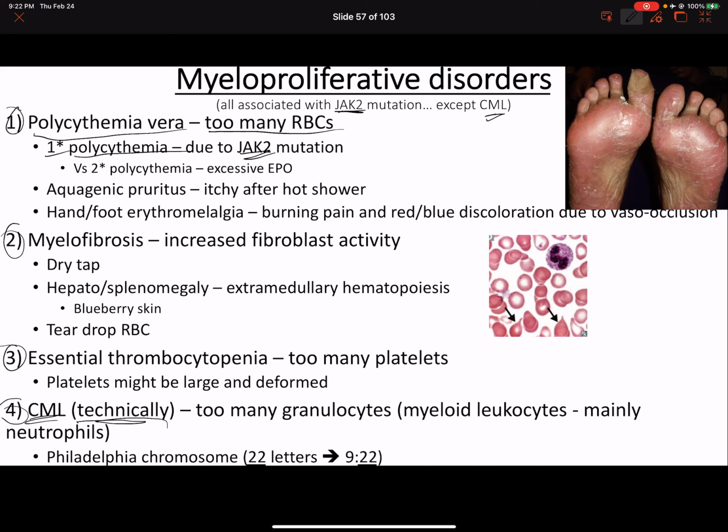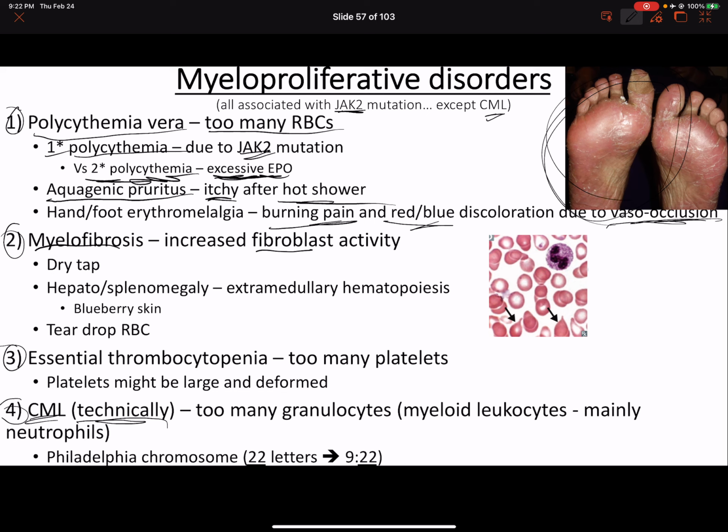So this is a JAK2 mutation, as opposed to secondary polycythemia, where I have too many red blood cells because I have a pheochromocytoma or some sort of kidney tumor, which is overproducing EPO, stimulating excess red blood cell production. Presentation here is aquagenic pruritus, which is where you get particularly itchy after a hot shower, and hand-foot syndrome, also known as erythromelalgia, which is a burning pain and red-blue discoloration, specifically due to vaso-occlusion. So here's a picture here.